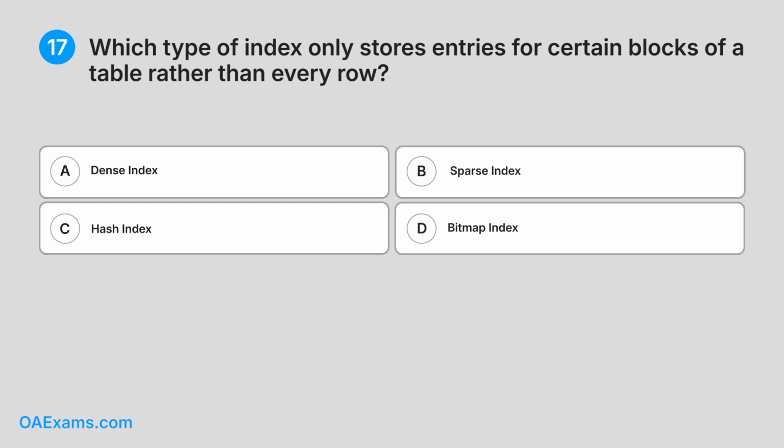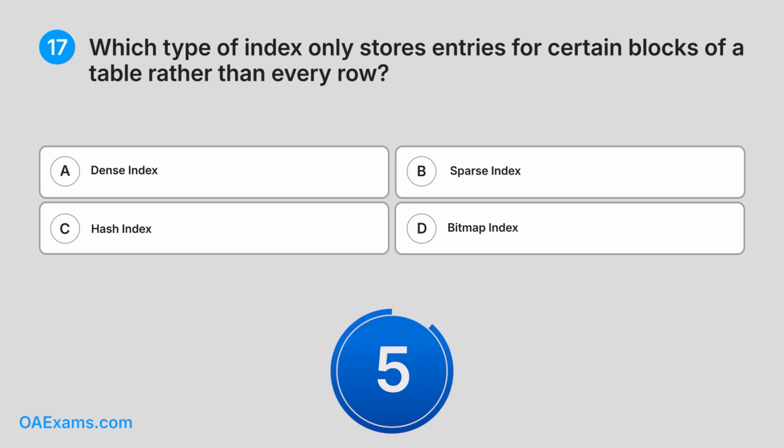17. Which type of index only stores entries for certain blocks of a table rather than every row? A. Dense index. B. Sparse index. C. Hash index. D. Bitmap index. Do you know the answer?